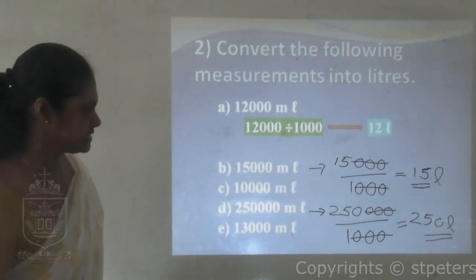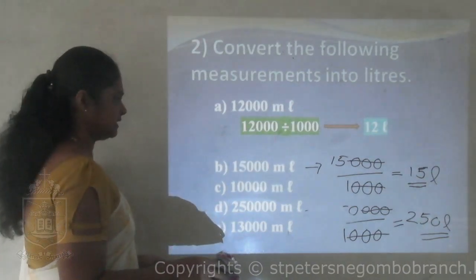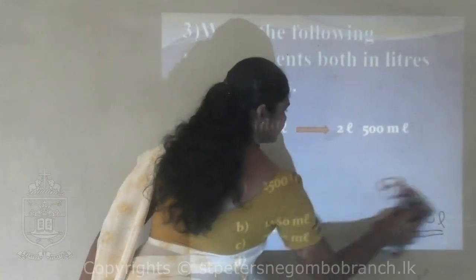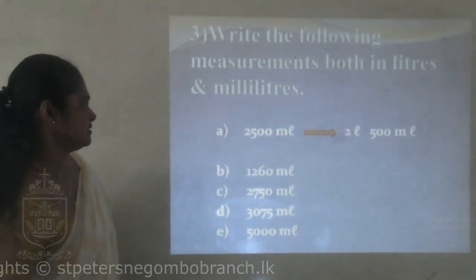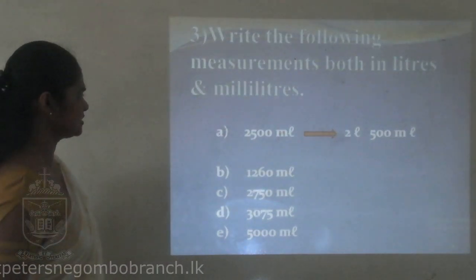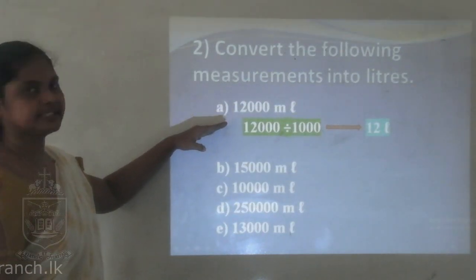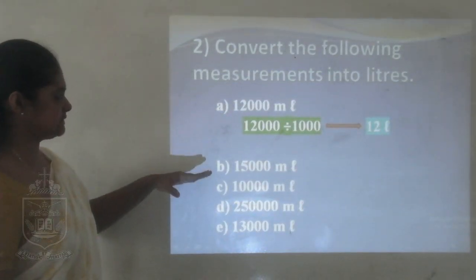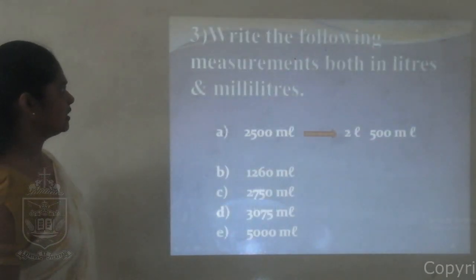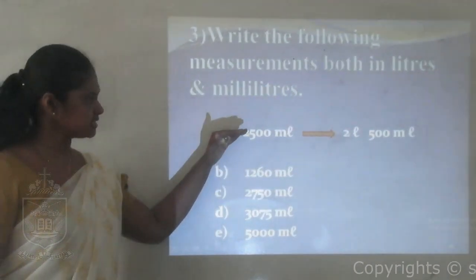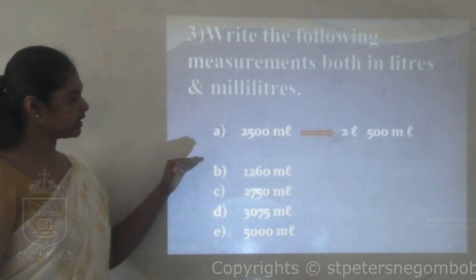Okay. I think it's very clear for you now how to convert liters into milliliters and milliliters into liters. Right. So let's move on to the next slide. Another exercise. Now here, previously they had given you exactly multiples of 1000 when you had to convert into liters or milliliters. Now they have given you different amounts of liquids in milliliters. Now we will see what we can do.